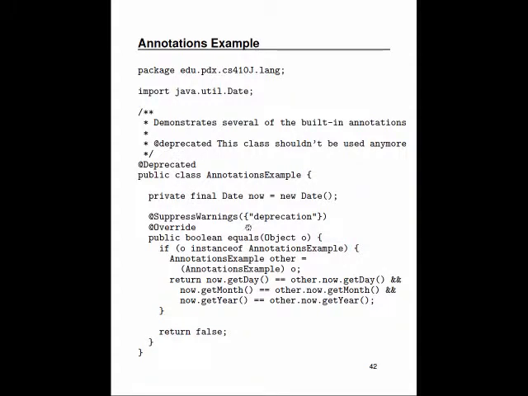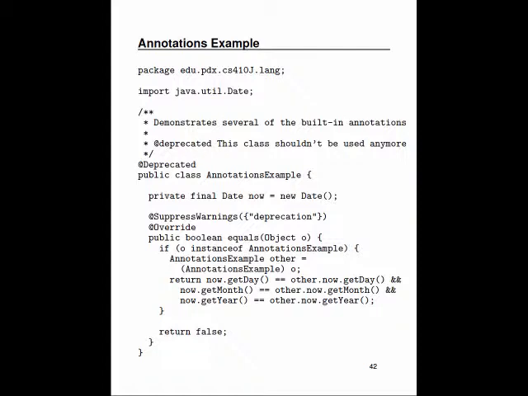SuppressWarnings tells the compiler, "Hey, don't complain. I know I'm using a deprecated API. Don't bother telling me about it." Or Override: "Hey, this method overrides another method. Please check that fact, Mr. Compiler." So it's like a separate tool, for example a compiler, processing the annotation.